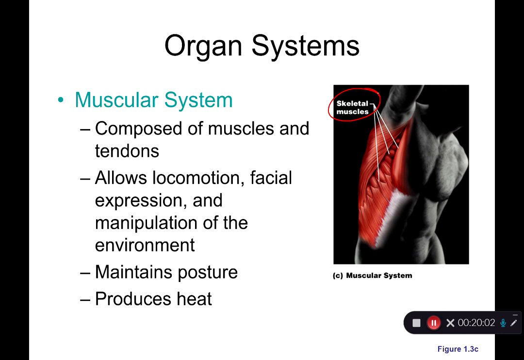Also, your skeletal muscles allow you to maintain a posture. So, posture not only means being able to sit up straight, but it also means that you can sit in a chair upright against gravity without getting exhausted or falling over. You can stand up without getting exhausted or falling over with gravity. And then also, your skeletal muscles produce a lot of body heat. We know this.